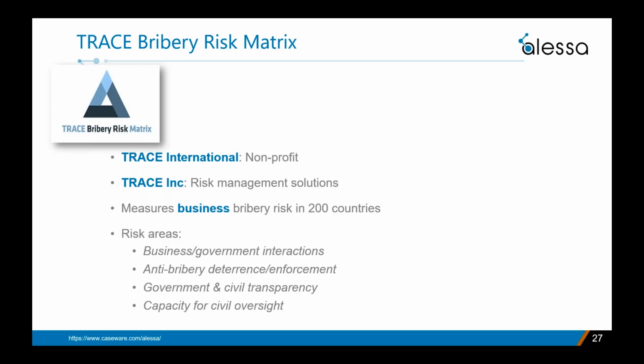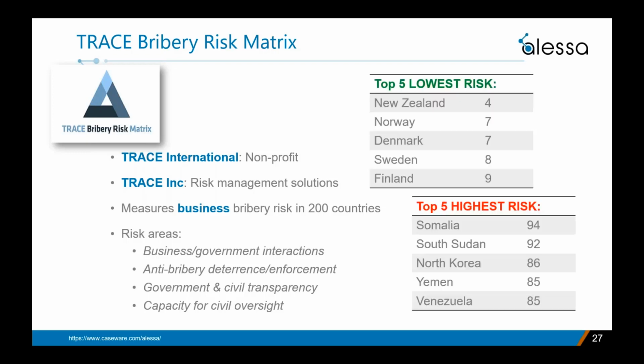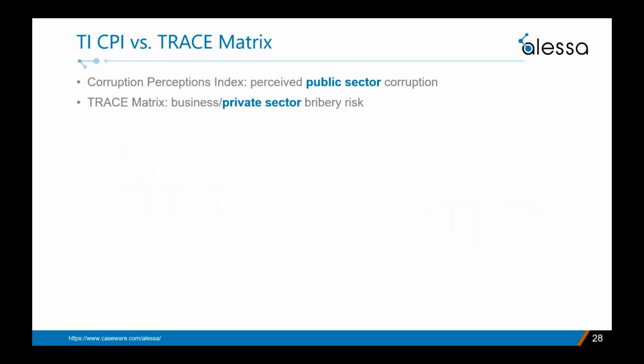Now, the Trace Matrix data is available for free from their website, and it's updated annually. The data is in the form of a country score, where the higher the score, the higher the risk. So just the opposite of the Corruption Perceptions Index. Now here are the top and bottom 5 for 2019 with their scores. In case you're curious, the US had a score of 18, the UK score was 11, and Canada's was 14. Now remember, the higher the score, the greater the bribery risk.